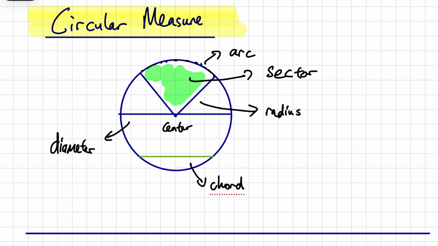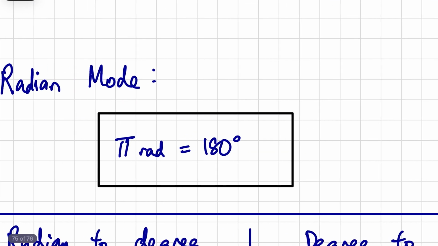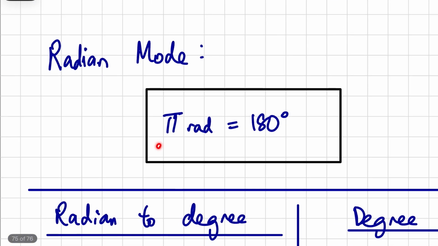Now, what we're going to do, two things. We're going to learn about radian mode. How does it compare to degree mode? And then after that, we're going to look at the area and arc length of a sector, and more importantly, we'll look at it from the radian mode itself. The main idea that you have to remember today is that pi radian equals 180 degrees. That is the direct conversion. So when we say pi in radian mode, you just convert it into 180 degrees in your mind.